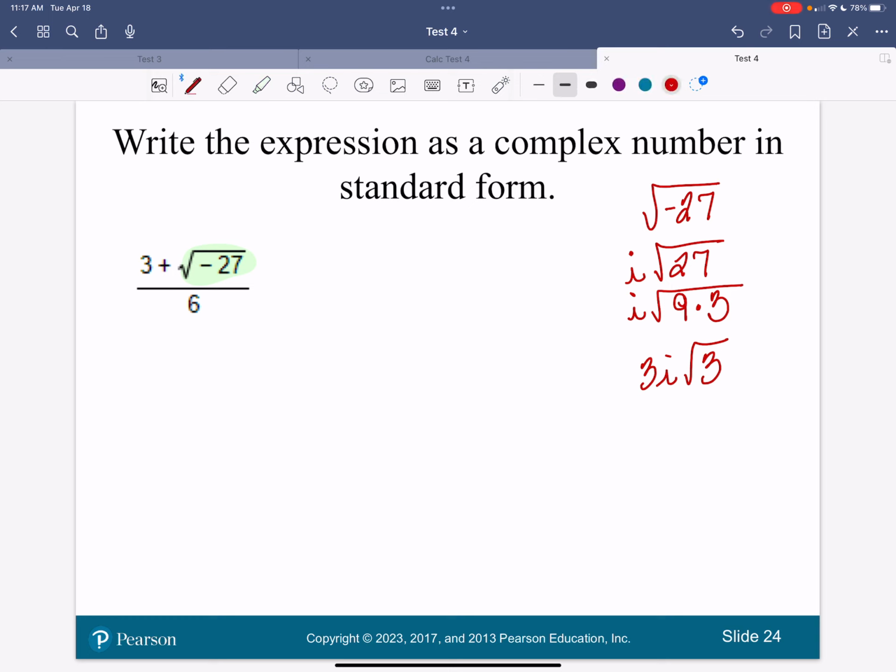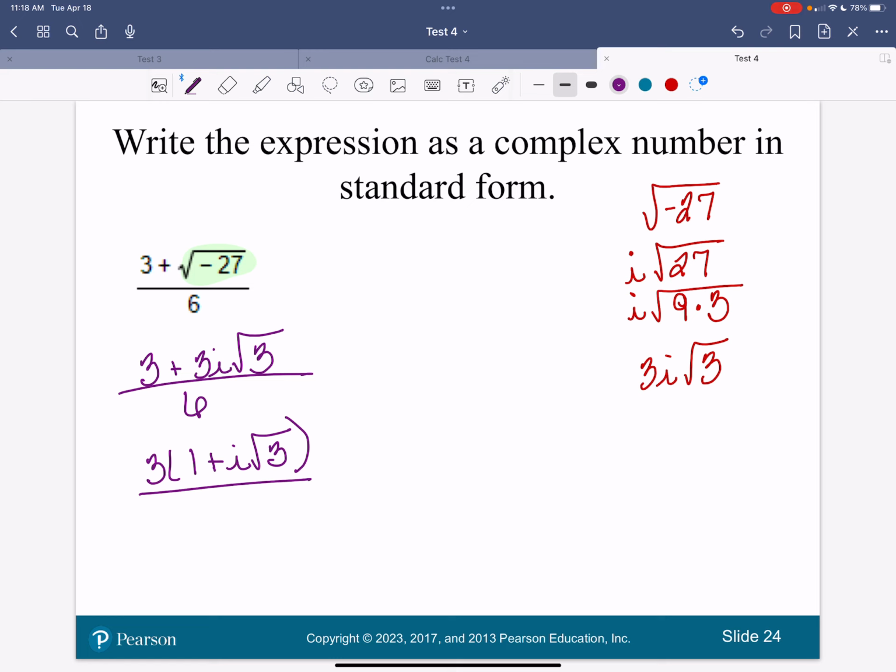So now I'm going to rewrite this as 3 plus 3i times the square root of 3, over 6. A lot of students want to just cancel that 3 and 6, but we must factor first. What factors out of it? Good. So then I'm going to have 1 plus i times the square root of 3. I just factored the 3 out, and that's over 6.